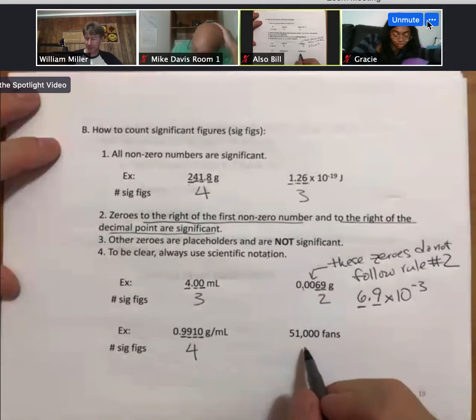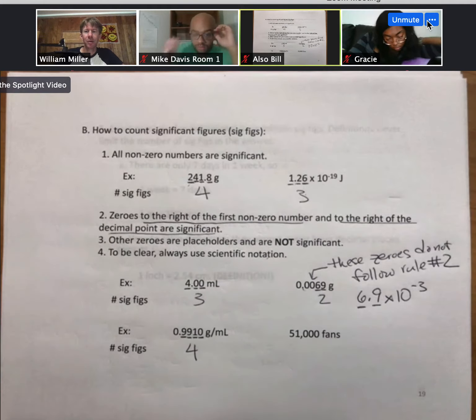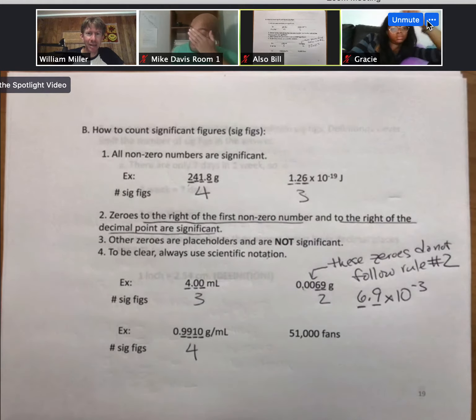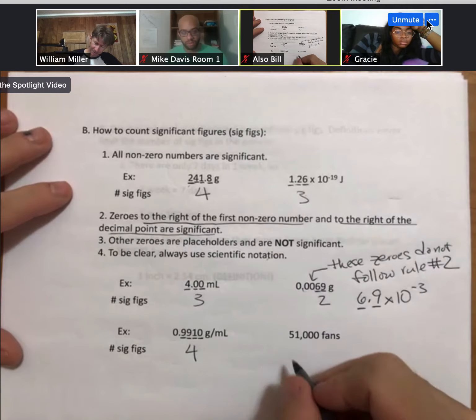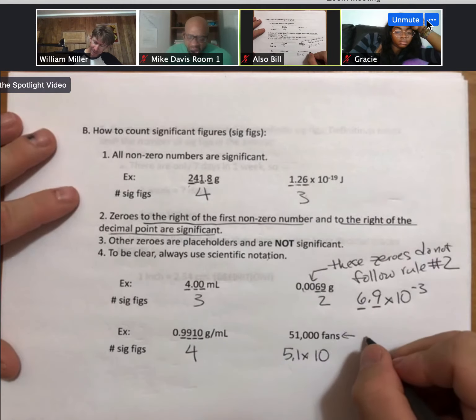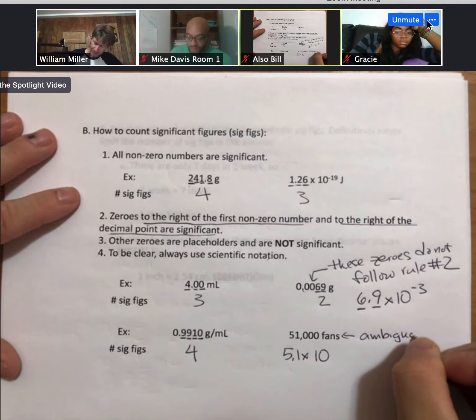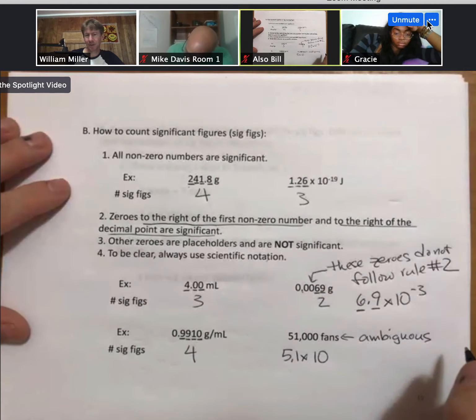And you see this number here, 51,000 fans. So 51,000 fans may be like a number of people who attended a Washington does not have a name football game. And you're like, well, is there really 51,000 or did they just estimate that? Well, so here's what I want you to do. So first off, 51,000 fans is ambiguous, meaning that we can't tell how many significant figures it has.